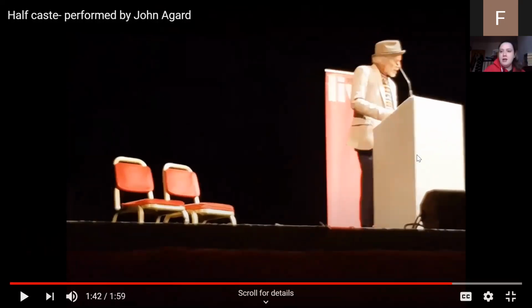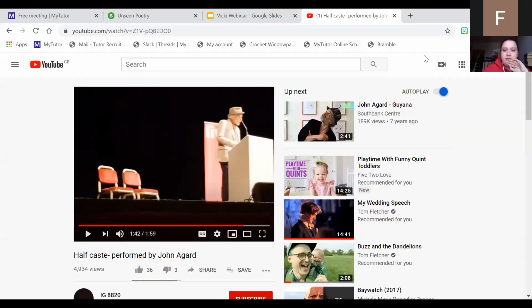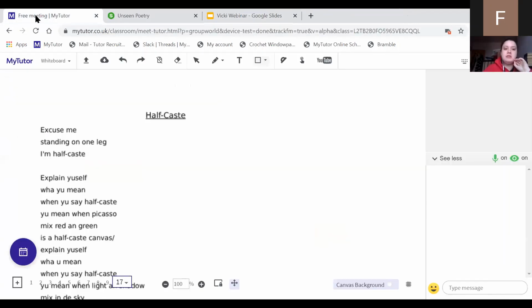Right. So that is John Agard reading Halfcaste for us. So, general thoughts, feelings, ideas about that poem so far. I think John Agard is quite a unique poetry reader. So, why do you think I think that he's unique? What does he do in the way that he speaks, which is quite different to the general poetry recital?